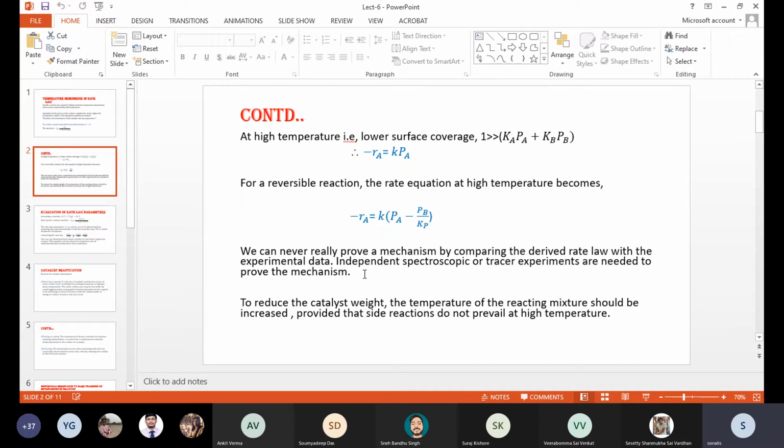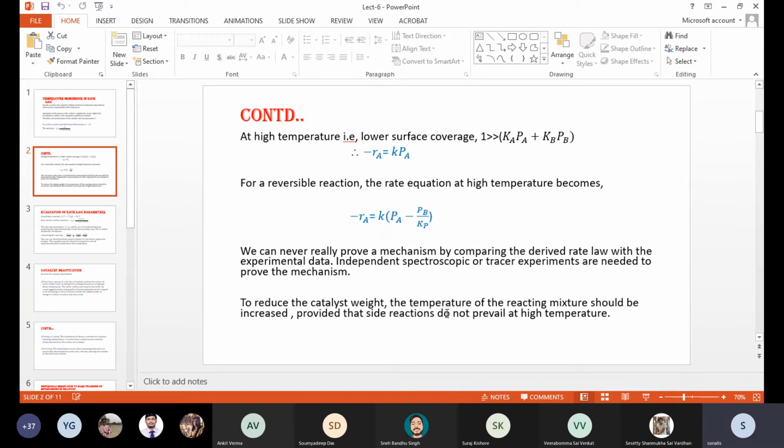But we can do spectroscopic or tracer analysis. Tracer experiments are needed to prove the mechanism. That means spectroscopically we can follow the reaction, how it is occurring. Sometimes it is not possible, and tracer experiments are done with maybe some isotopes. We can see how the isotopes are progressing, how they are changing their character. This way we can predict a rate equation, or rather the mechanism. First the mechanism and then the rate equation comes. Until we prove the mechanism, we cannot proceed to the rate equation, because the rate equation depends on the mechanism.